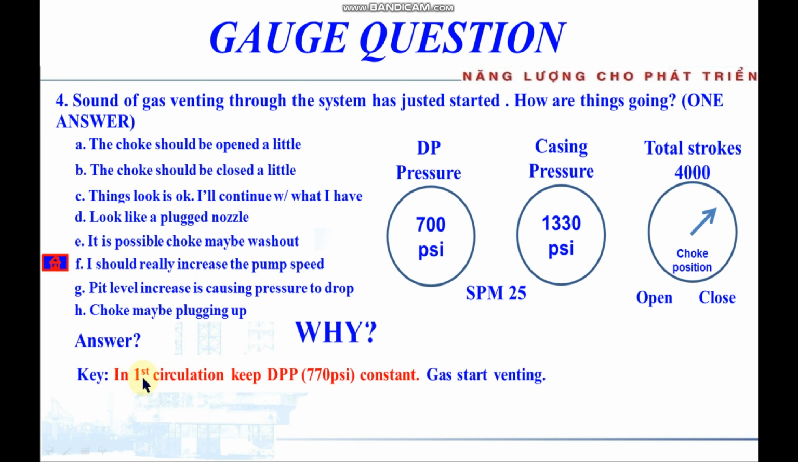Key: now still in the first circulation. Keep your drill pipe pressure constant. Let's start venting.